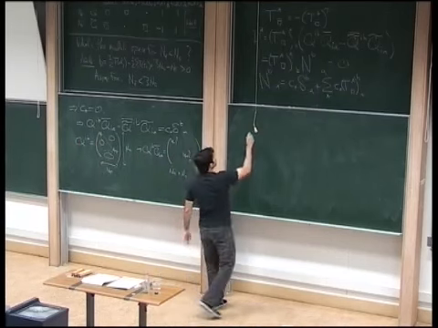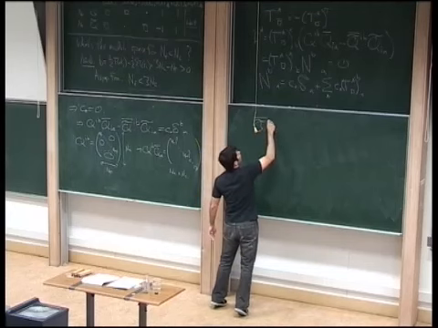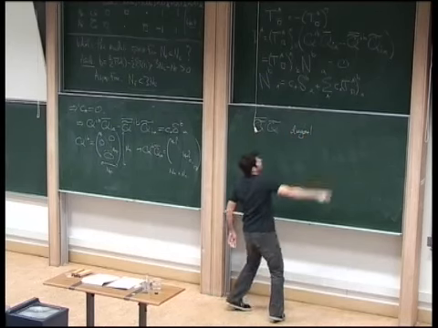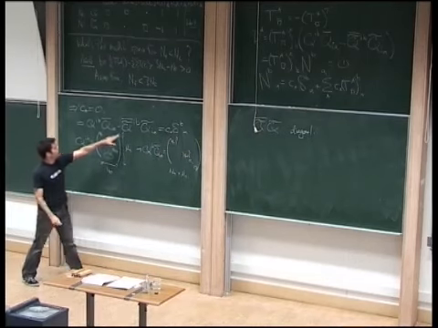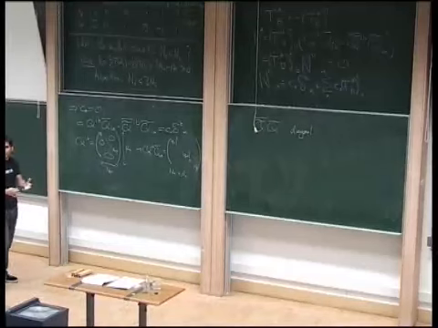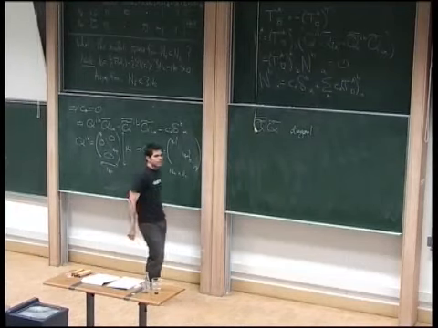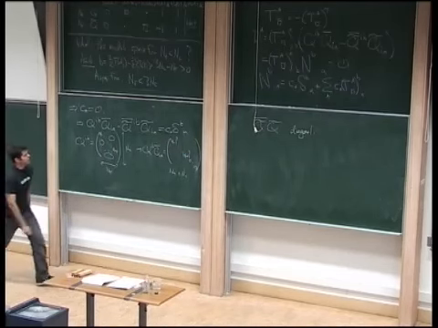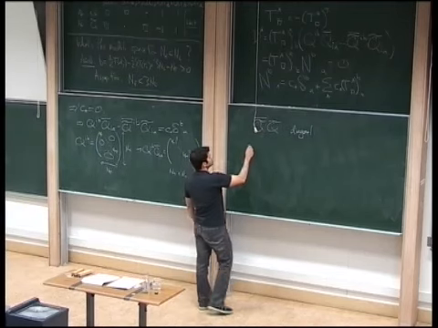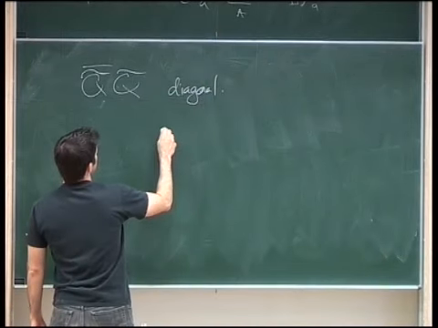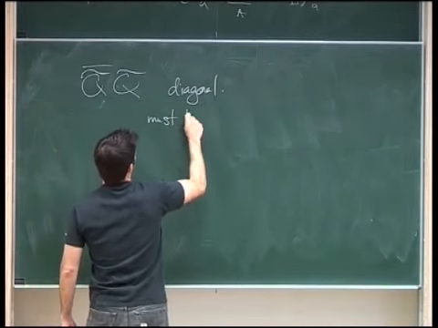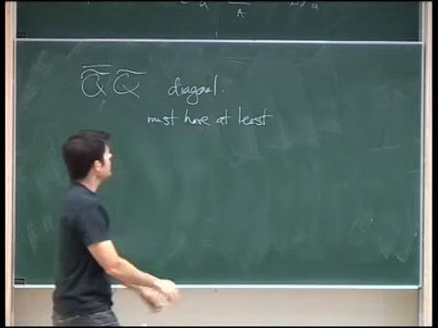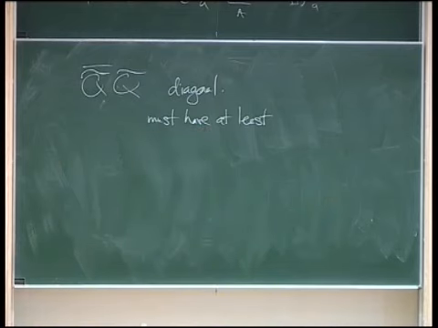So let's see. Q tilde bar Q tilde must be diagonal as well. But each one of these Q tildes is at most a rank NF matrix, right? NF is less than NC. So this thing must be at most a rank NF matrix. So it must have at least NC minus NF 0 eigenvalues.